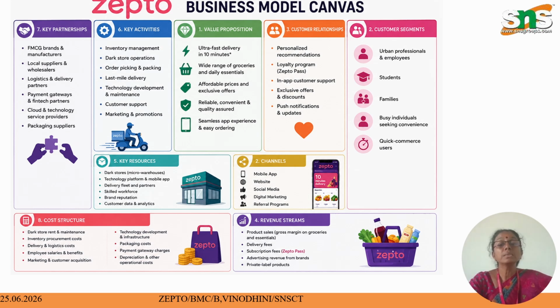So these are the main building blocks of Zepto: the customer segments, value propositions, customer relationships, key partners, key resources, and channels. What channels are they using? They are using the mobile app, website, social media, and digital marketing. These are the channels they prefer. So this is the business model canvas of Zepto.